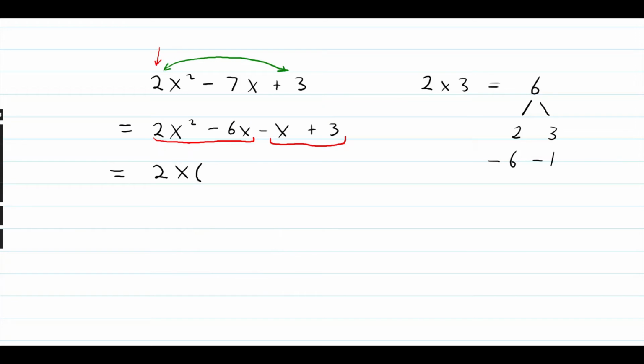Now we're going to open a bracket, and we're going to say, what do we need to multiply 2x by to get 2x squared? So we're going to multiply that by x. What do we need to multiply 2 by to get minus 6? We're going to multiply it by minus 3, and then we can leave it at that.